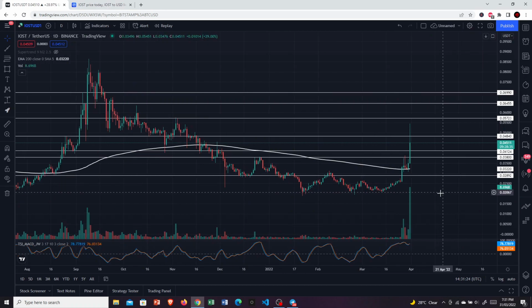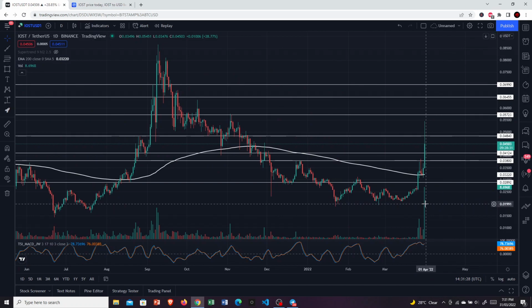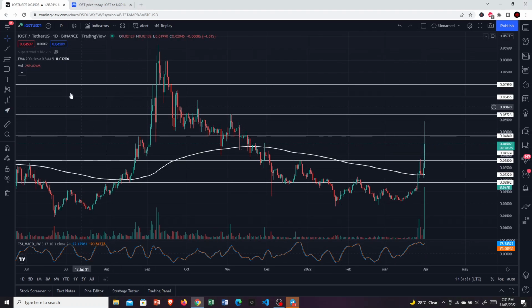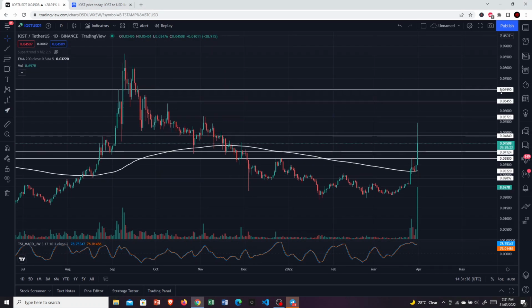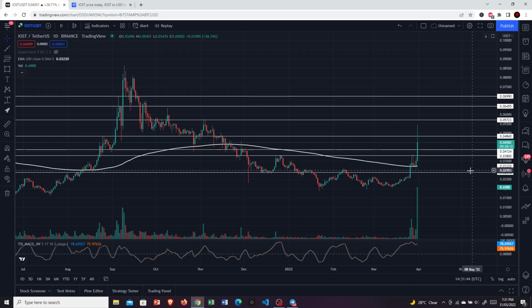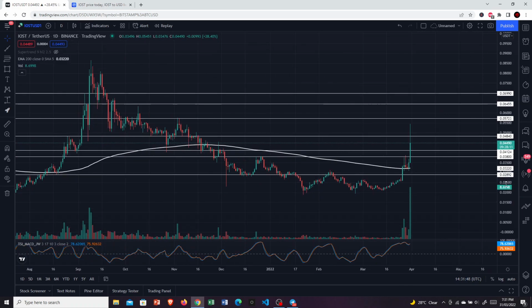So IOST, in my opinion, has had a reversal over here because the volume was 8.96 billion IOST, and that's a huge volume. That shows that we have had a reversal, and let's see where we can enter into IOST and how we can proceed with the trade setups.